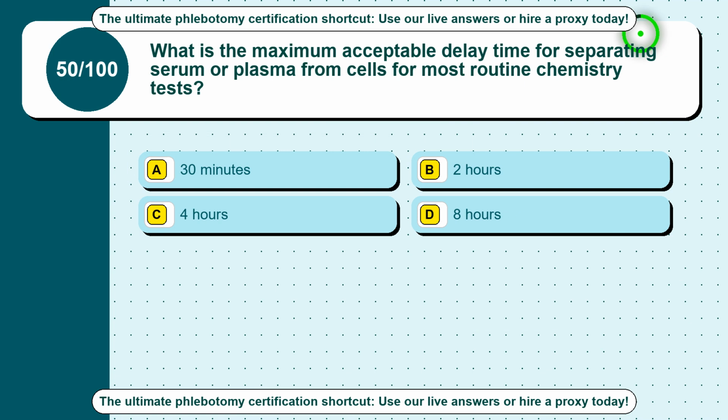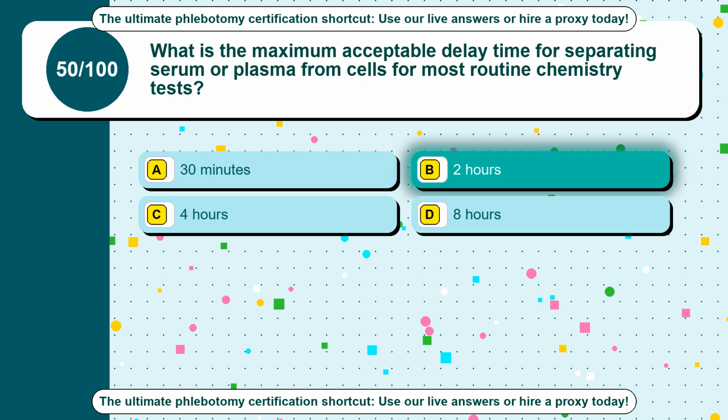Question 50. What is the maximum acceptable delay time for separating serum or plasma from cells for most routine chemistry tests? Option A. 30 minutes. Option B. 2 hours. Option C. 4 hours. Option D. 8 hours. The correct answer is option B.